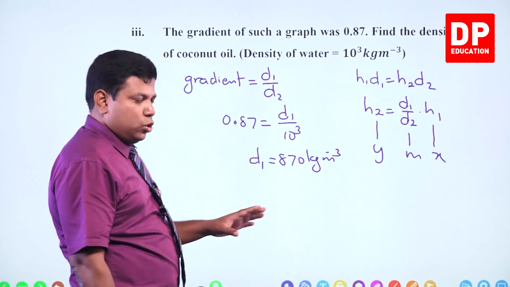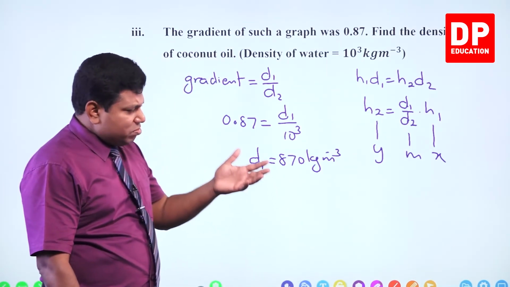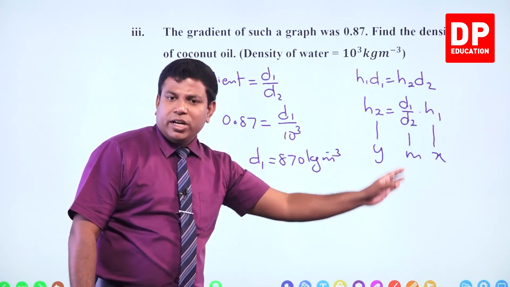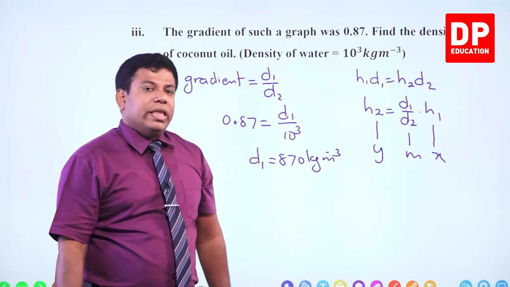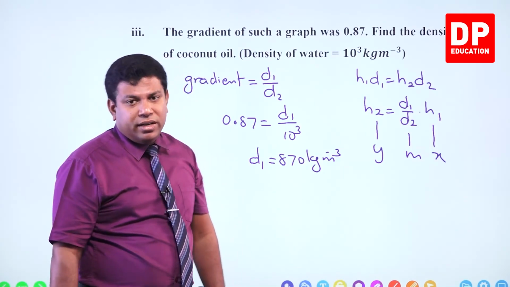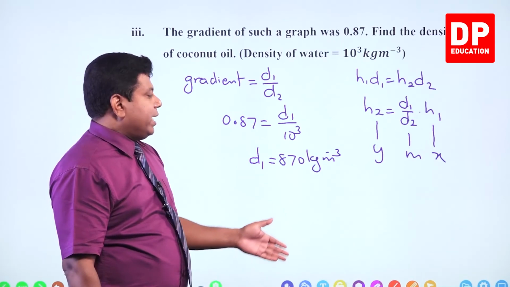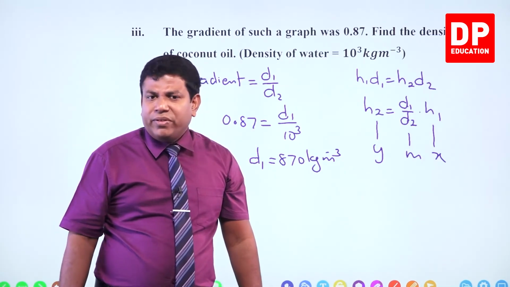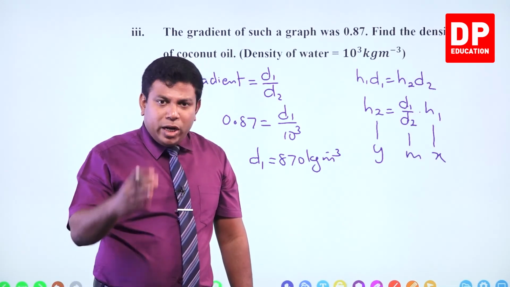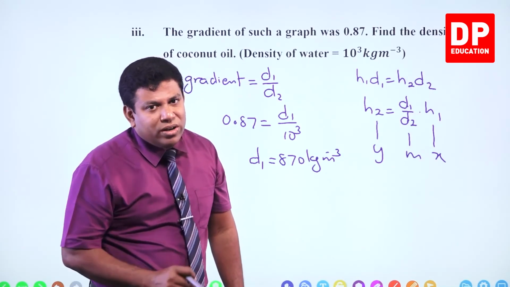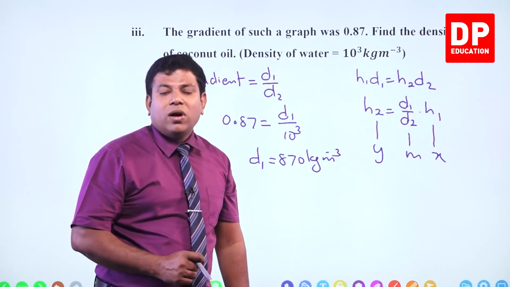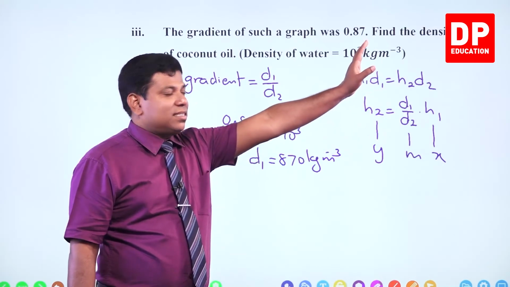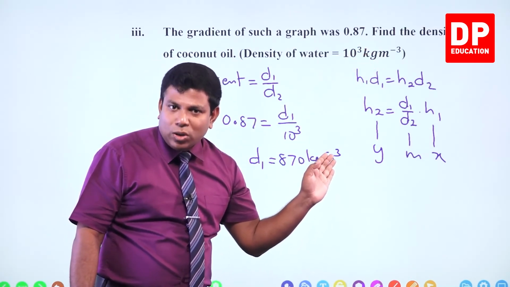Suppose anybody has used the equation the other way around without thinking twice, if you have taken H1 equals D2 over D1 into H2, then the gradient would have been D2 over D1. And then when you get the answer, you will get 1000 divided by 0.87, which will be like 1150 or some value. The moment you get that value, you must understand you are wrong. Why? You are talking about coconut oil's density, which cannot be more than that of water. Water's density is 1000, so you need to get something below 1000.